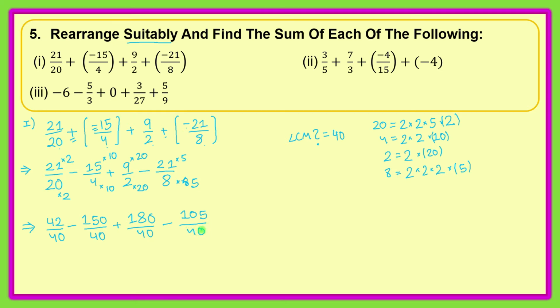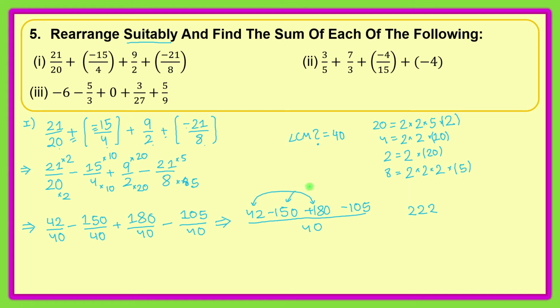Now as we have converted each to the same denominator, we are going to just add or subtract the fractions. So it will equal 42 minus 150 plus 180 minus 105, all divided by 40. So now we are going to add the positive numbers first, and then add the negative numbers. So 42 plus 180 would be equal to 222.